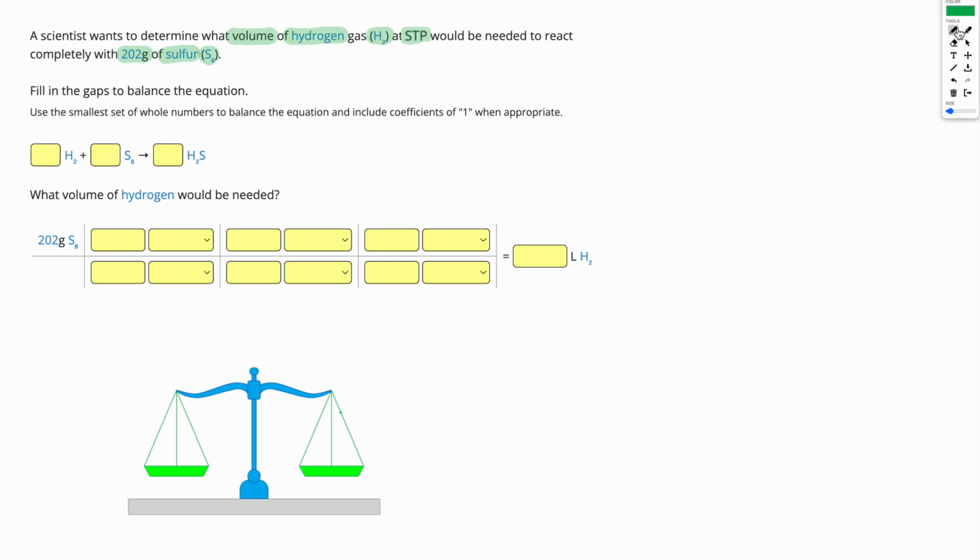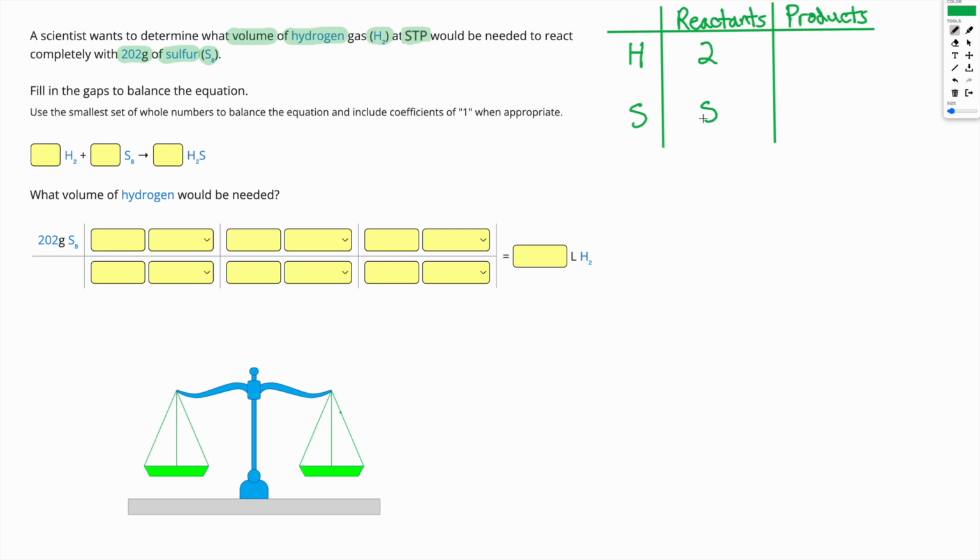So I'm going to draw a little table with my elements I have in my question, which are hydrogen and sulfur. So in the unbalanced equation, I have 2 hydrogens in H2 in my reactants. I have 8 sulfur in my S8 in my reactants. And in my products, I have H2S, so 2 hydrogen and 1 sulfur. So hydrogen appears to be balanced to start with, but sulfur isn't balanced.